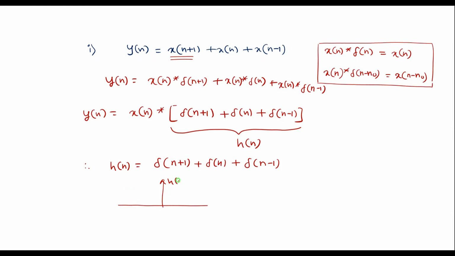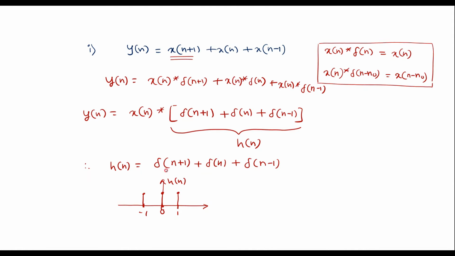So say this is h of n. At n equal to 0, the magnitude is 1 here. At n equal to 1, the magnitude is 1. And at n equal to minus 1, the magnitude is 1. This is the h of n signal. Now we'll verify whether h of n is stable and causal.